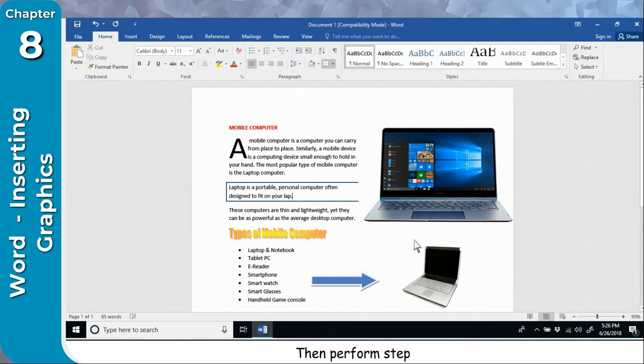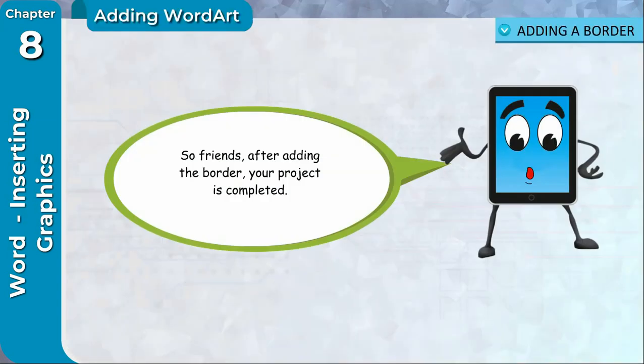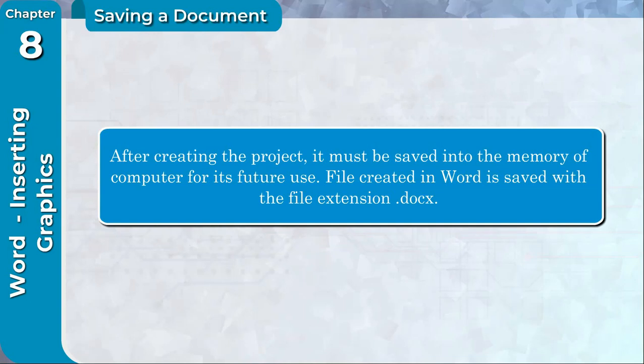Then perform step 10. So friends, after adding the border, your project is completed. Finish. Saving a document. After creating the project, it must be saved into the memory of the computer for its future use. A file created in Word is saved with the file extension .docx.